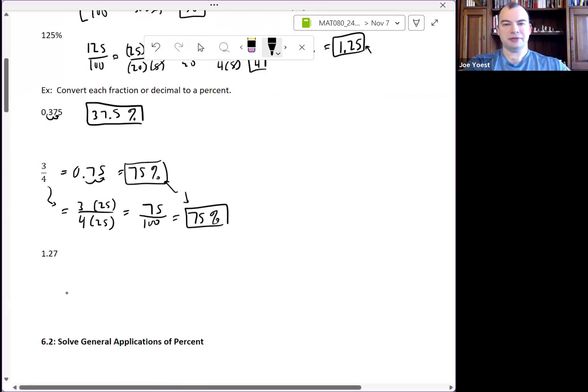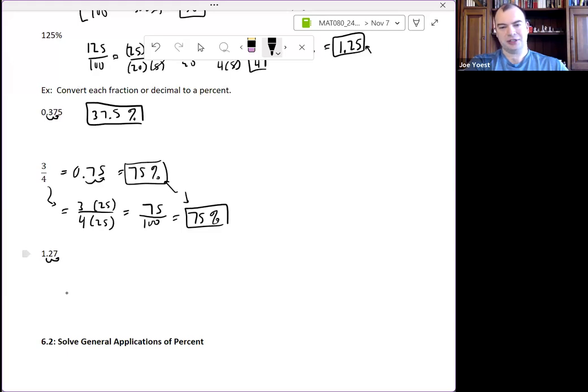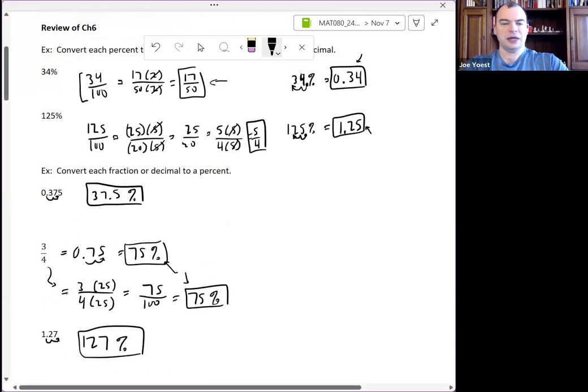And 1.27 converted to a percent, 1.27 is a little more than a whole, so I should have a little more than 100%. And indeed, if I shift the decimal point 2 to the right, I get 127%, a little more than 100%, a little more than a whole, and that's what I expect. Any questions on any of these 5 problems?